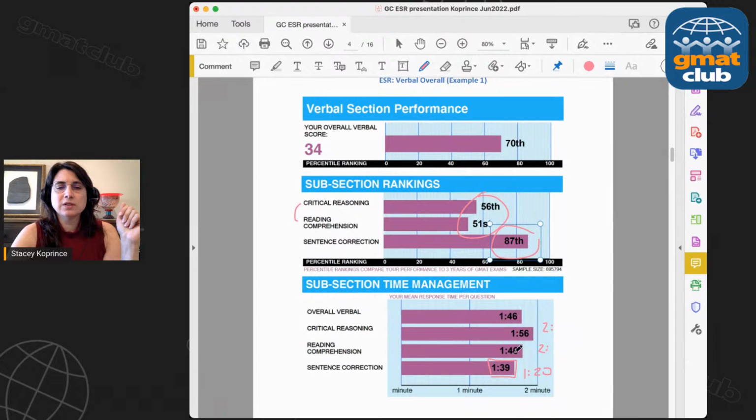And so one of the things I'm noticing is that the person's going a bit faster on reading comp, and that's also their lowest of the three, or it's about the same as critical reasoning, and taking a bit more time at sentence correction, although certainly that's paying off. This person's doing an amazing job at sentence correction. So one of the things that I would just look at here is, you're getting so many right.